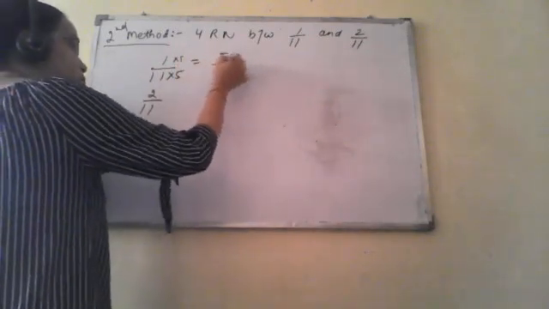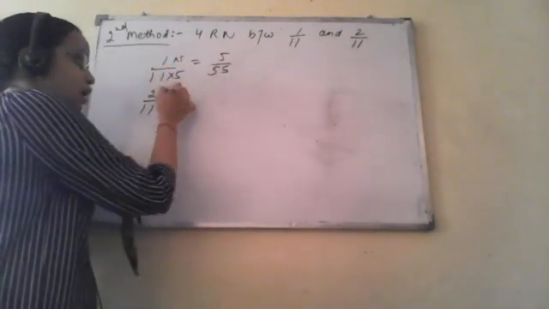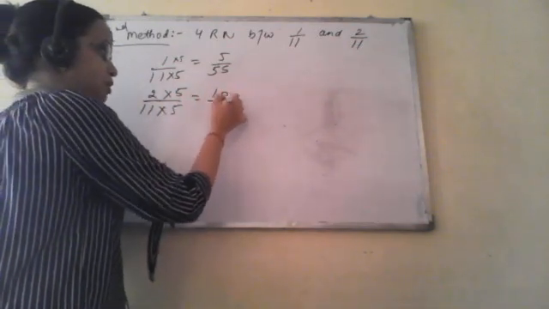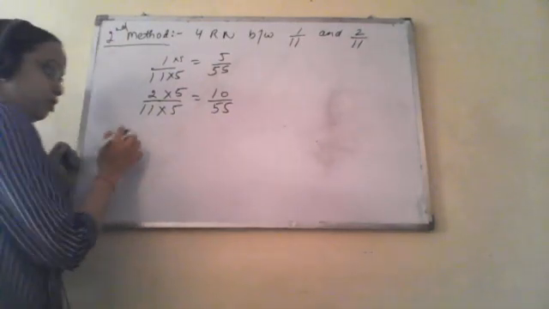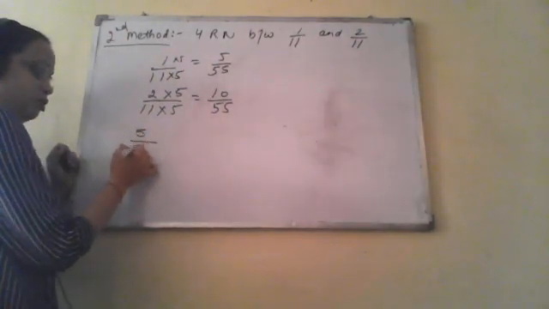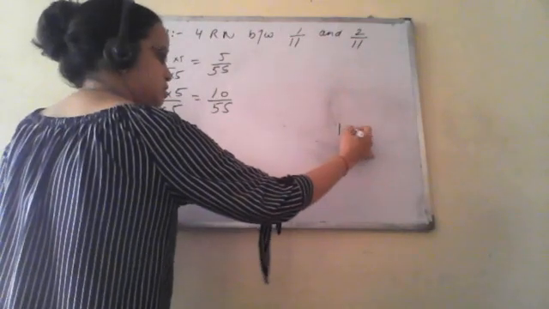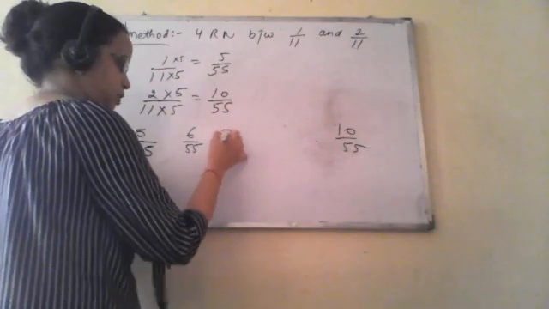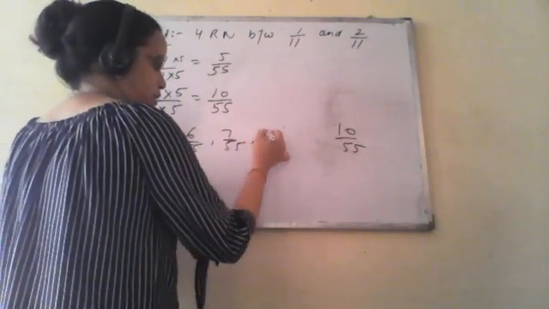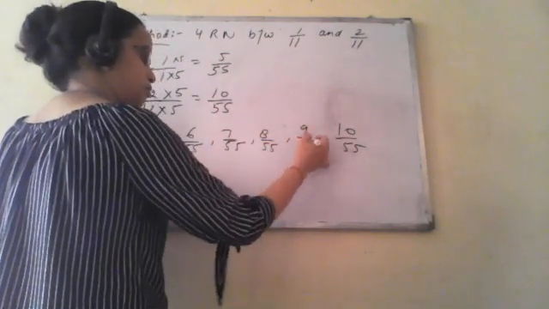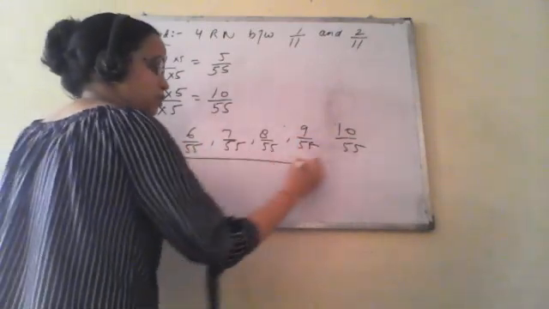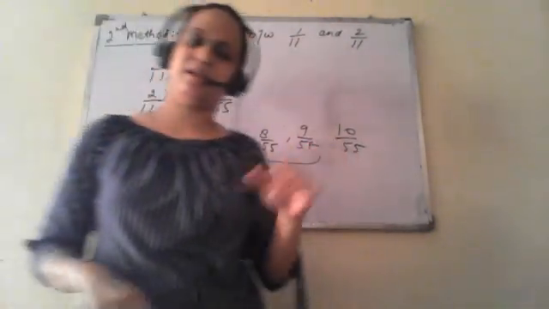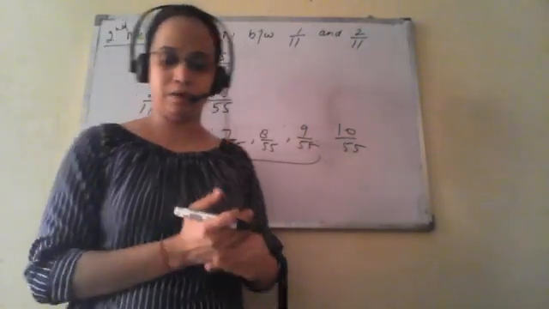This will become 5 upon 55 and this is 10 upon 55. So we will find rational numbers between 5 upon 55 and 10 upon 55. So these are 6 upon 55, 7 upon 55, 8 upon 55 and 9 upon 55. So these are the 4 rational numbers between 1 upon 11 and 2 upon 11. There are infinite numbers between two given numbers.